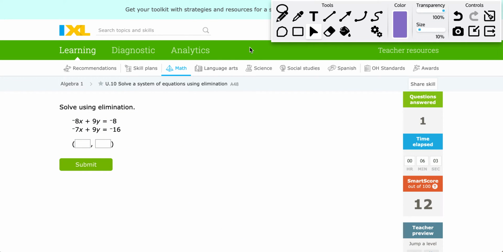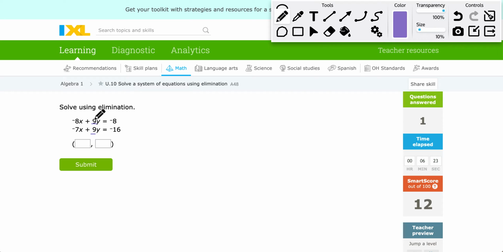Okay, let's look at something like this. So if you notice, I see two 9s here on the same variable. So that's what I'm looking for in elimination. This time they have the same sign, so I need to think 9 minus 9 or 9 plus 9 to get those to cancel.